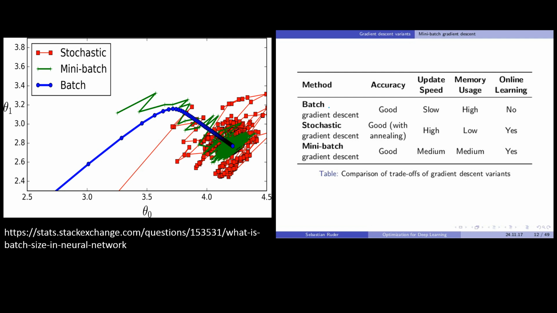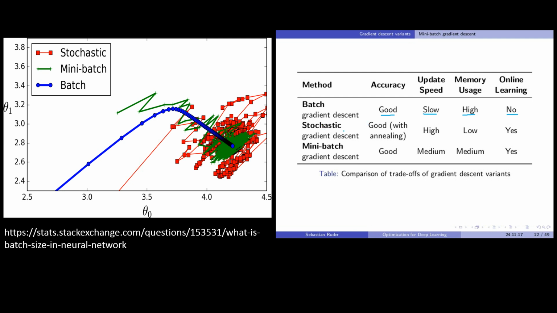And this one slide from Sebastian Ruder summarizes all the gradient descent variants. First is batch gradient descent. Its accuracy is good. It converges to the global minima, but its update speed is slow because it takes all the examples for doing one update. So obviously its disk or memory usage will be very high. Especially if you have a very big data set, it won't be able to accommodate all the examples at once. And there is no online learning possible with this.